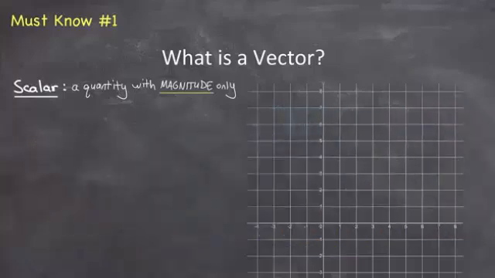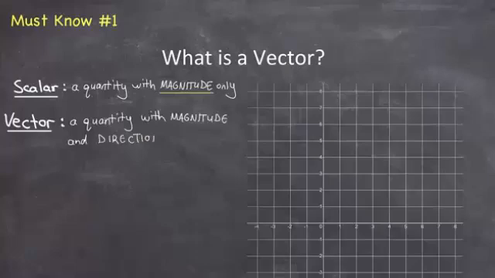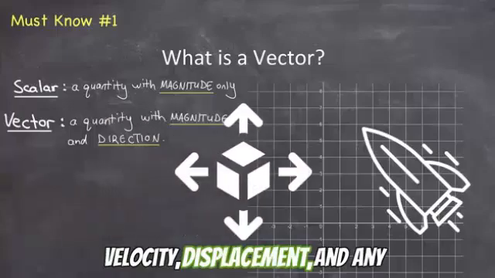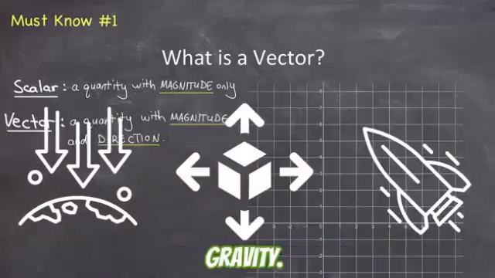On the other hand, a vector is a quantity with both magnitude and direction. Examples of vector quantities are velocity, displacement, and any force, including the force of gravity.